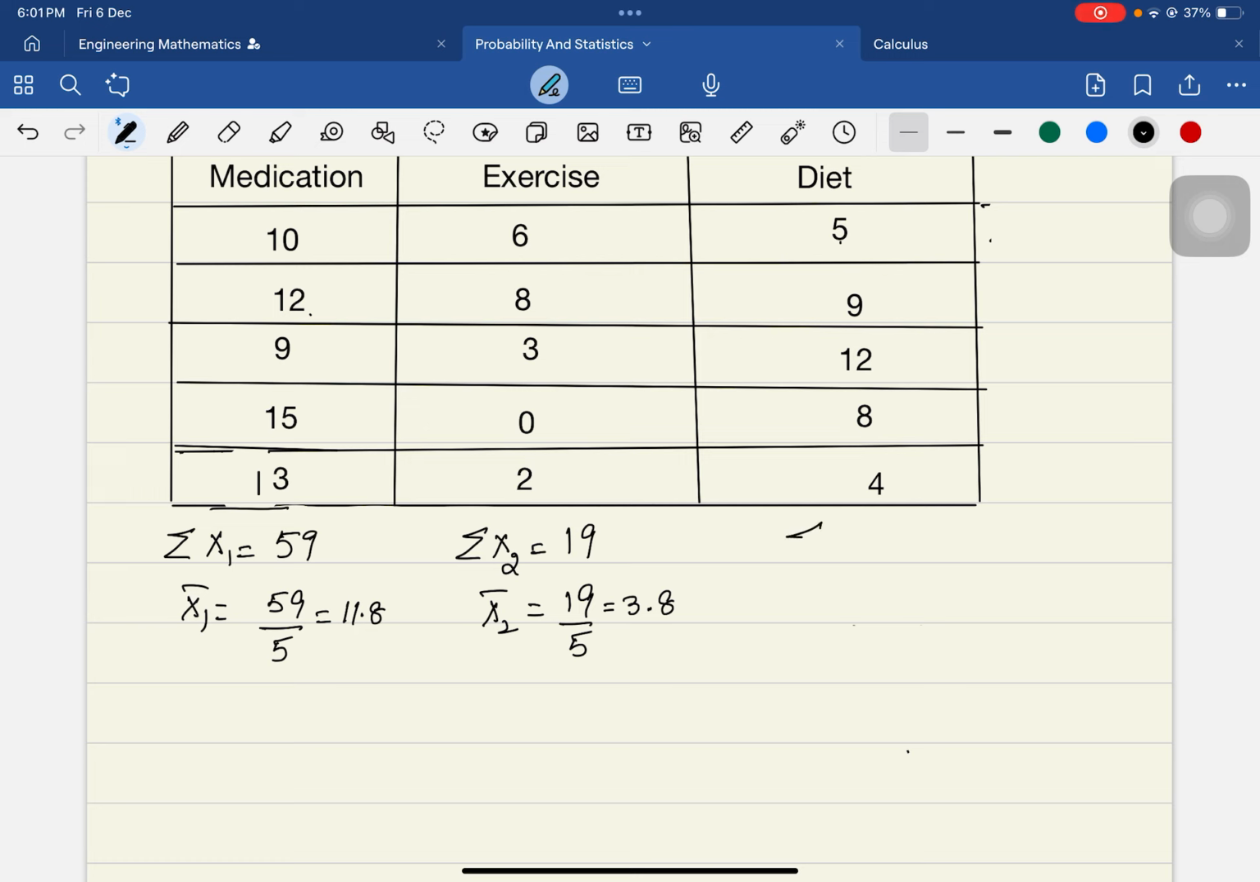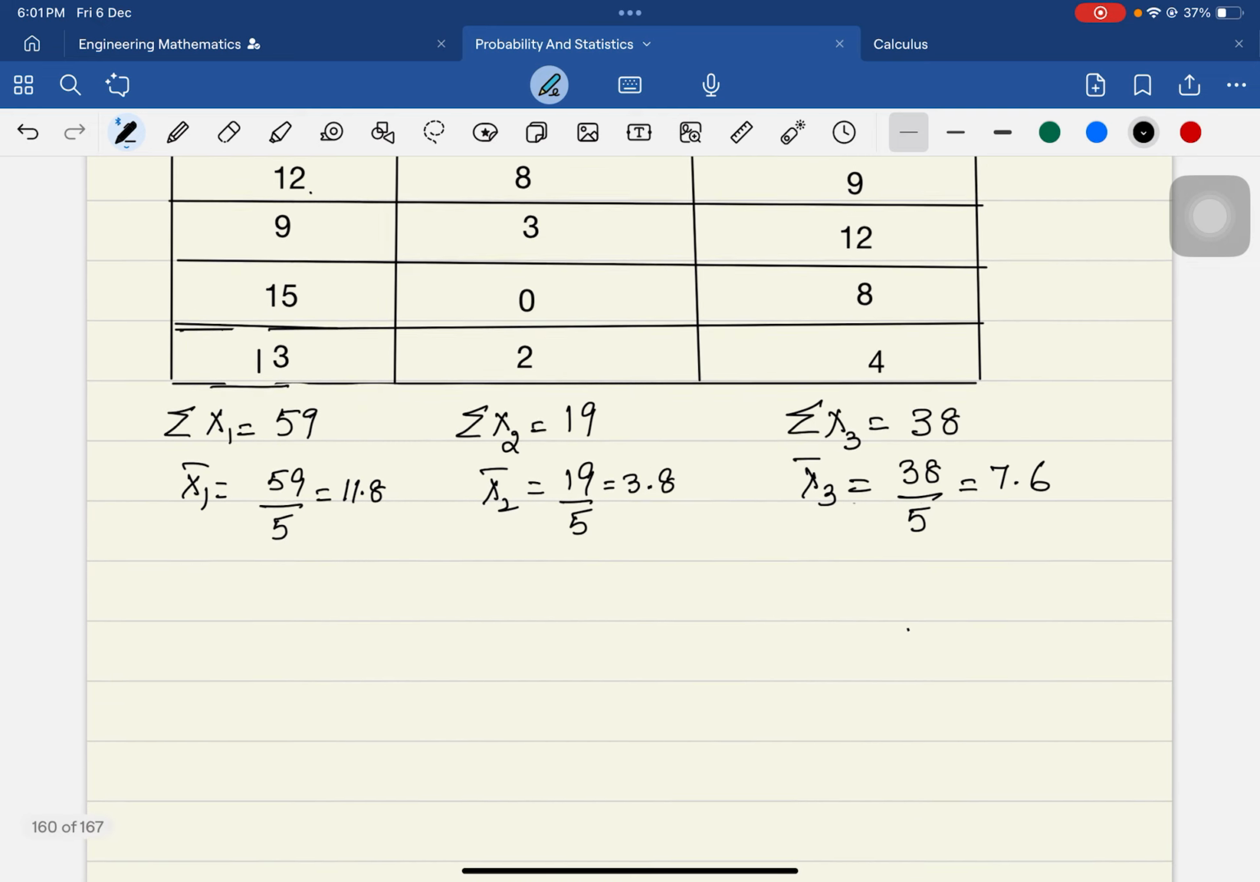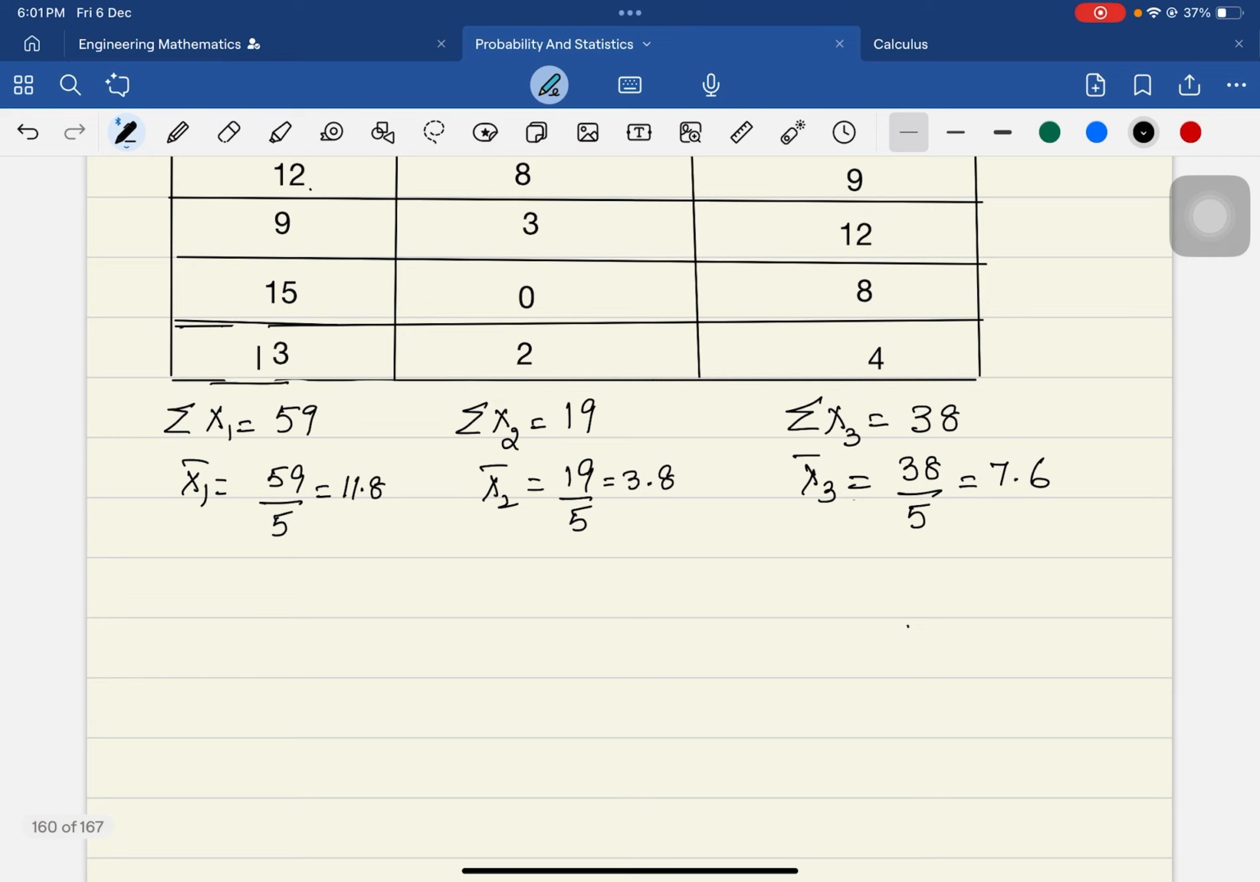And what is sigma x3? Sigma x3 is given by 5 plus 9 plus 12 plus 8 plus 4, and the value is 38, right? Now x3 bar is given by 38 by 5. The mean of the third group is 38 by 5. So 5 7s are 35, and 5 6s are 30. So we have now got the means of all the three groups.